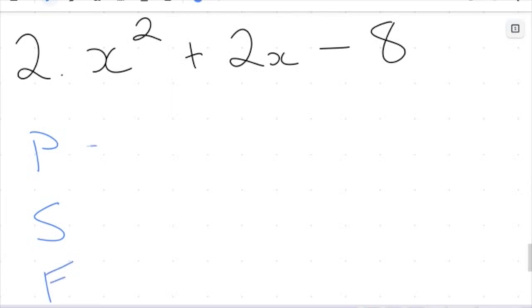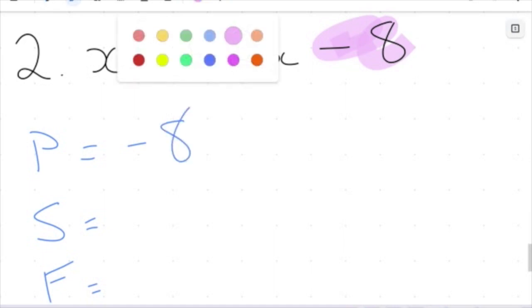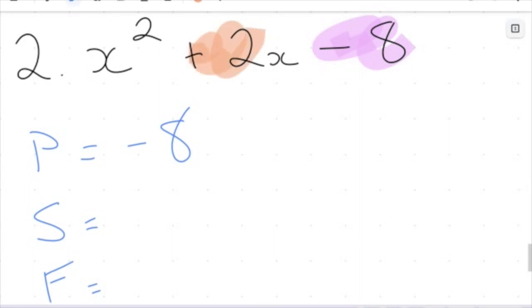So I want 2 numbers that multiply to give me -8. So my product is -8. And I want 2 numbers that sum, that add together to give me +2. So I'm going to put that in here.